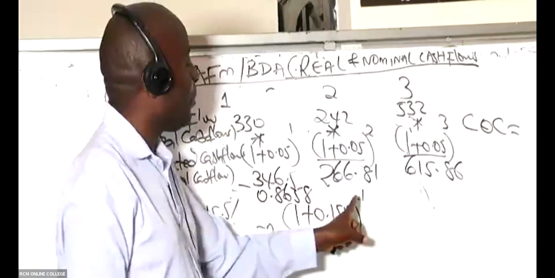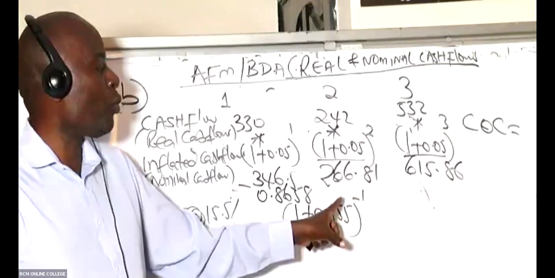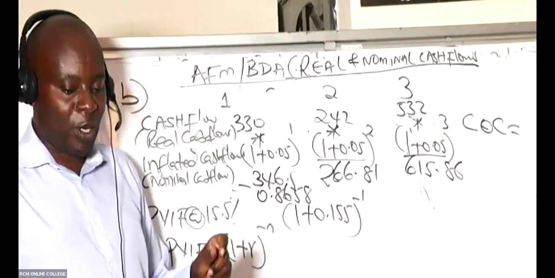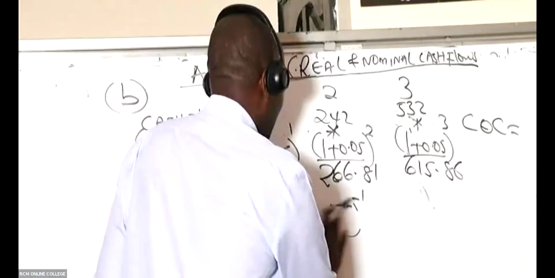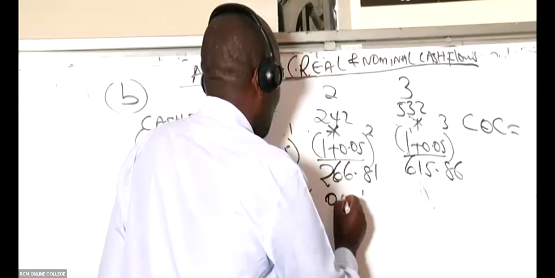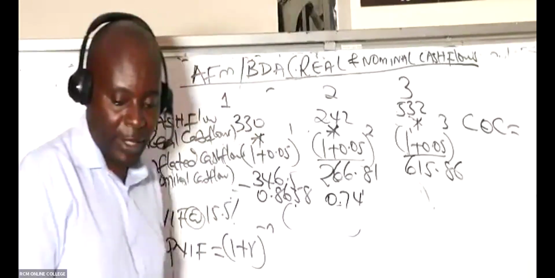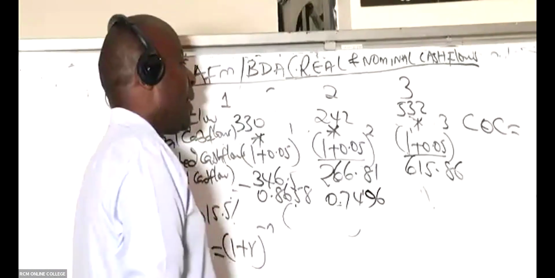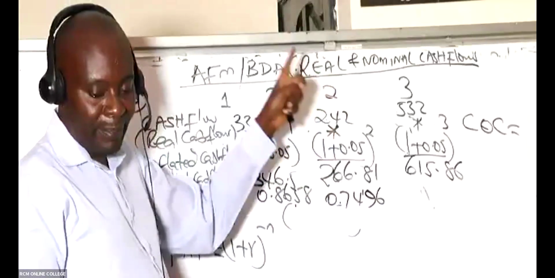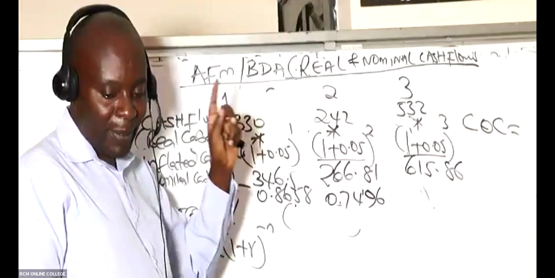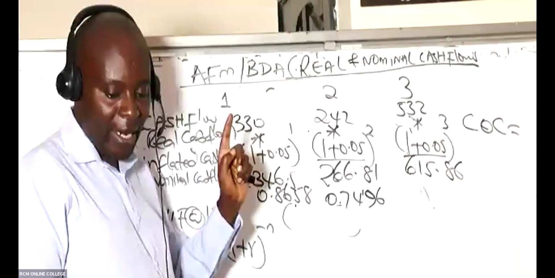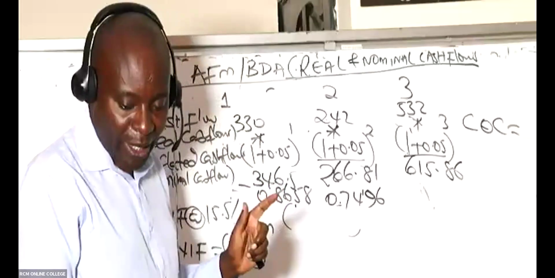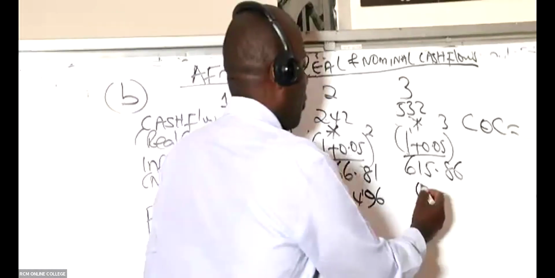Is there somebody who is able to plug in 2 there? Raised to power 2 for year 2. Thanks, Juliana. 74.96. I think this lady called Juliana is very hardworking. 0.7496. Thanks, Terotich. And then the same, please replace 3 there. I'm being told 0.6490.